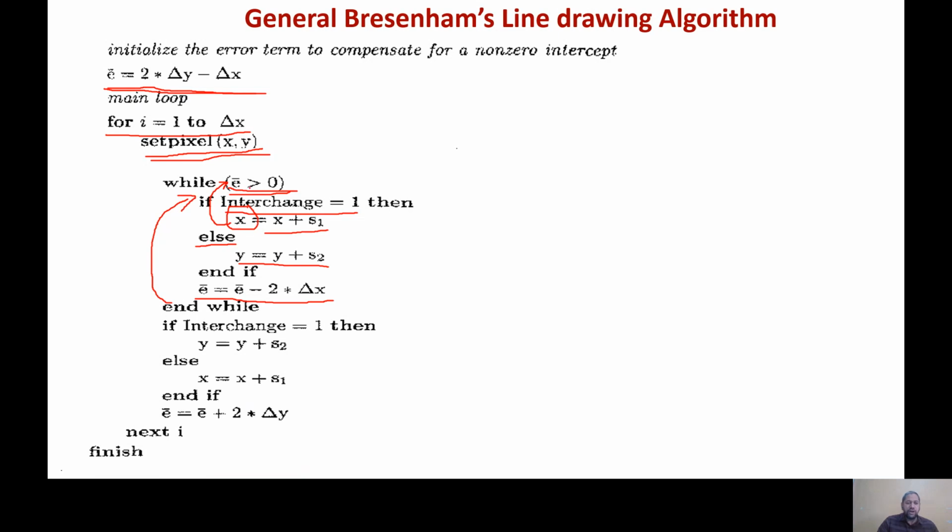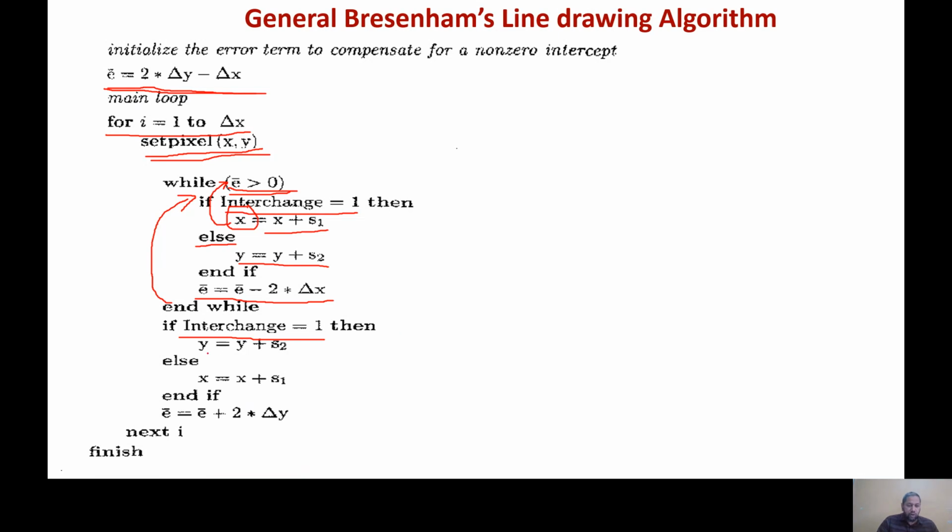The while loop continues: again e is greater than 0, again we perform this operation. Now when I come out of this while loop, I have to increment the variable. One variable is always incremented or decremented, and the other depends upon the error term. So if interchange is equal to 1, again I repeat, it means delta y is greater.